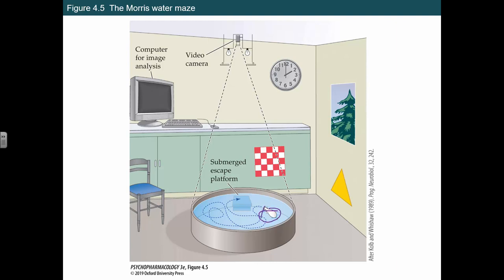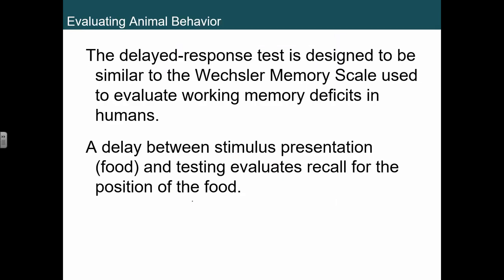So you drop the rat in the water, it's going to swim around. Eventually, it'll find that platform. Again, you can give it different drug treatments, see how fast or slow it learns where that platform is. Seems pretty straightforward, right? Not a big deal.